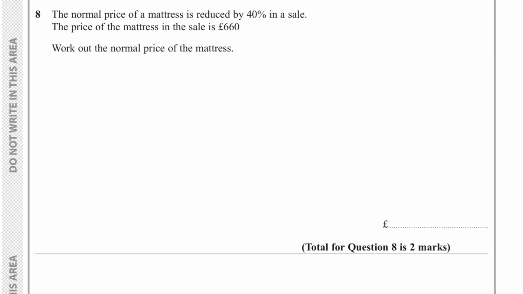So question 8 says the normal price of a mattress is reduced by 40% in a sale. The price of the mattress in the sale is £660. Work out the normal price of the mattress.